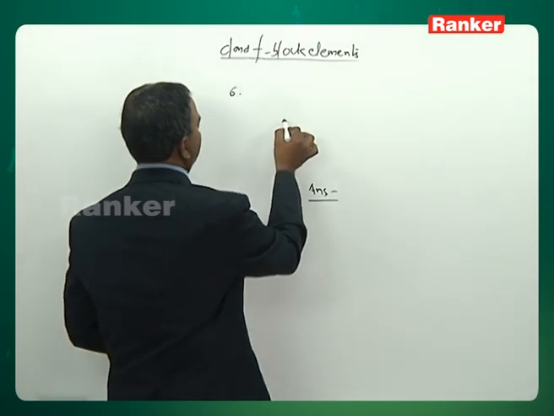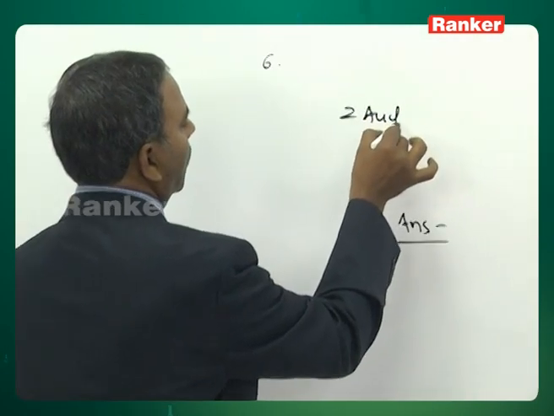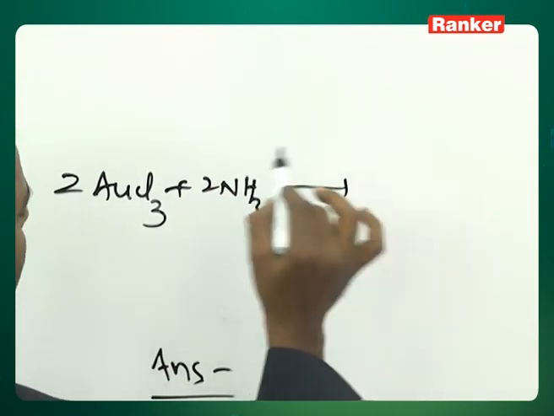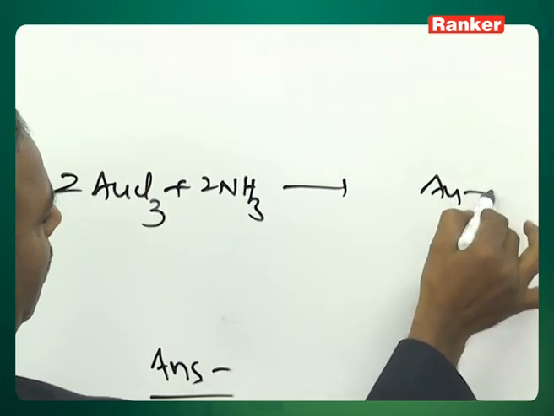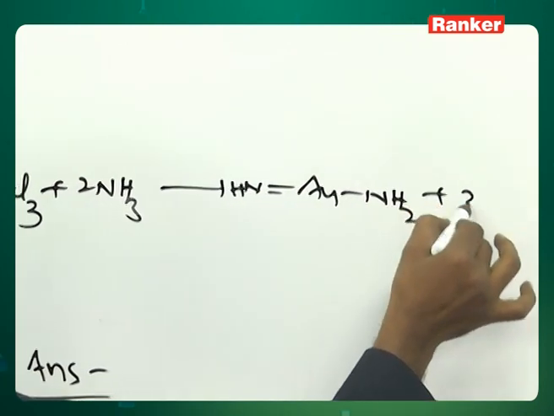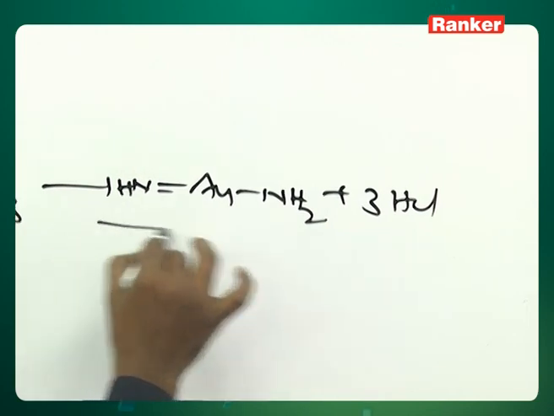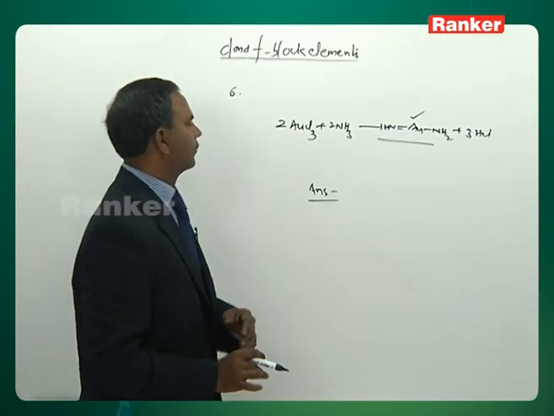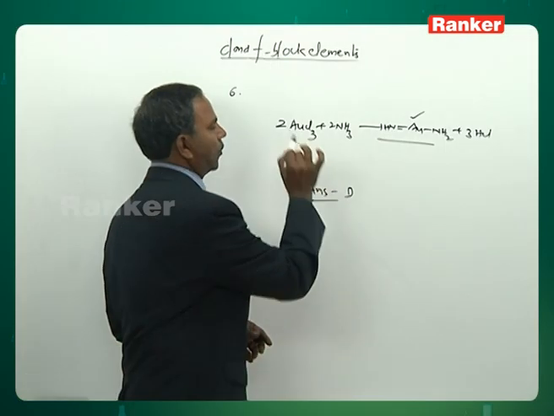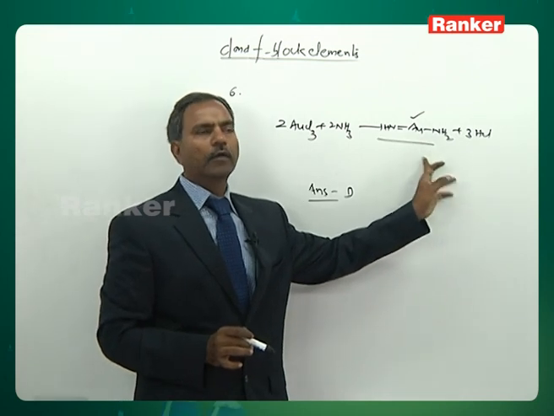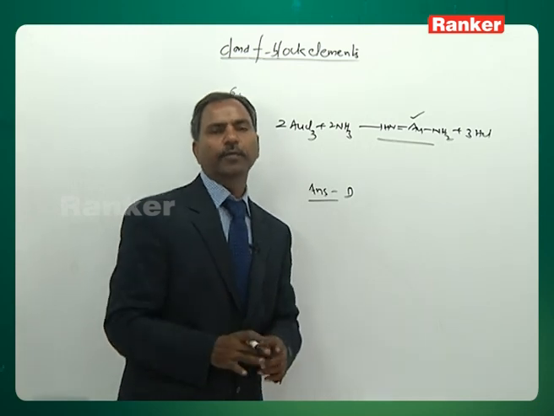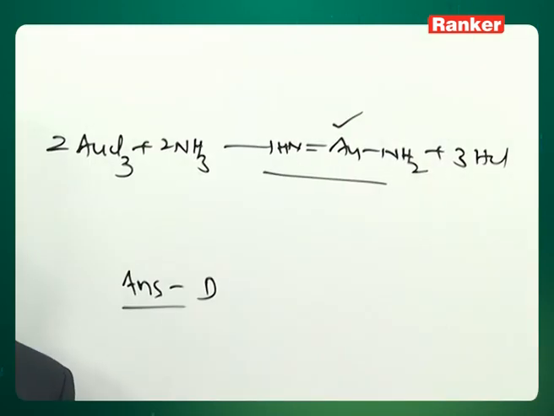How do we get fulminating gold? I am showing how you get it. Auric chloride on reaction with ammonia gives this fulminating gold, NH2=NH, plus 3HCl. This is the fulminating gold. So for the sixth question, the answer is option D. But you have to remember the chemical formulas of such compounds because such questions also appear in different entrance exams.